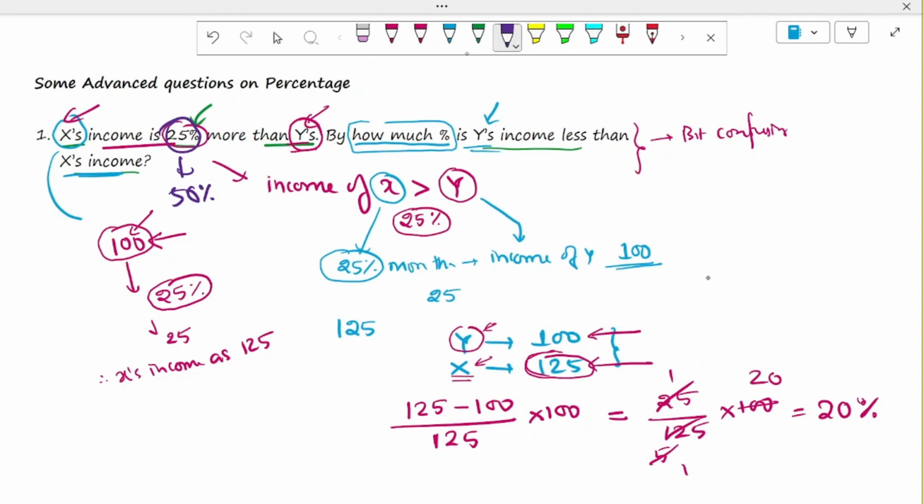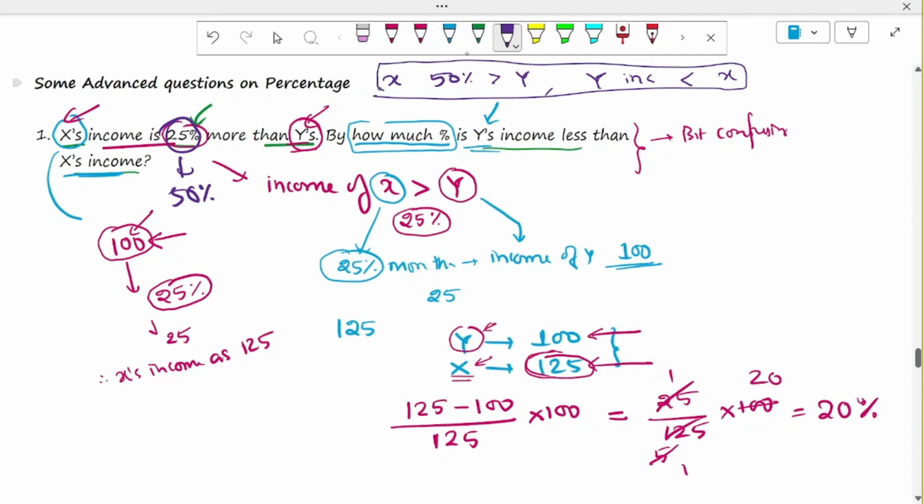So what will be my question now? X's income is 50% greater than Y's income. Okay. You need to find how much Y's income is less than X's income. You need to find the answer for this question, and you can follow the same procedure.